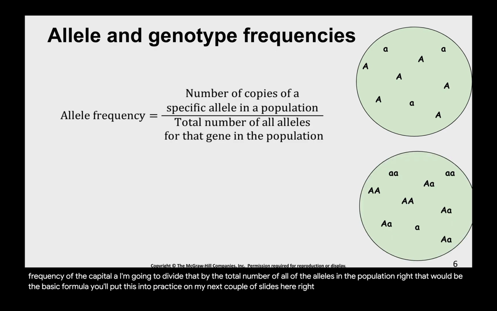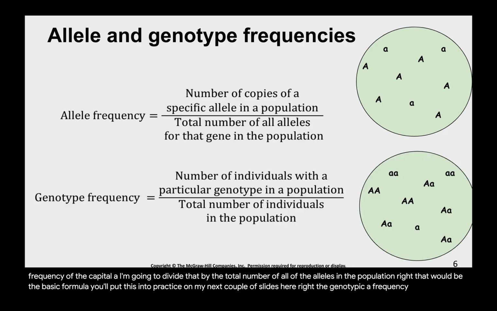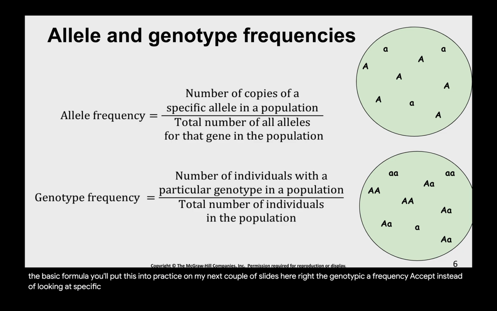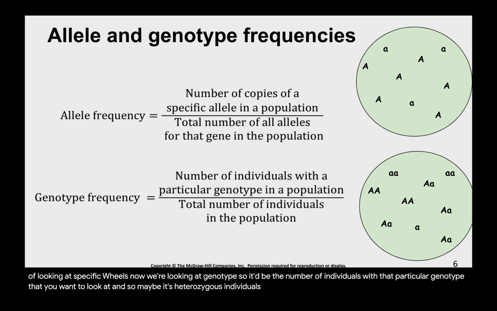All right, the genotypic frequency. Same kind of concept. Instead of looking at specific alleles, now we're looking at genotypes. So it's the number of individuals with that particular genotype that you want to look at, maybe heterozygous individuals, divided by the total number of individuals in the population. So these are your basic formulas that we will apply.